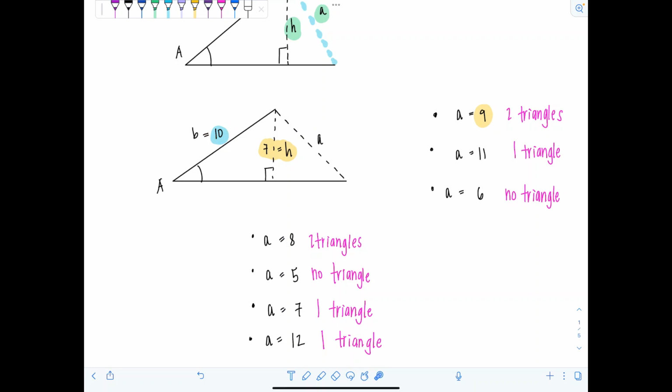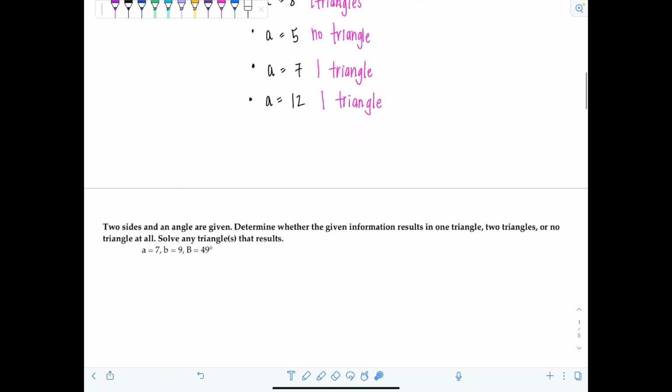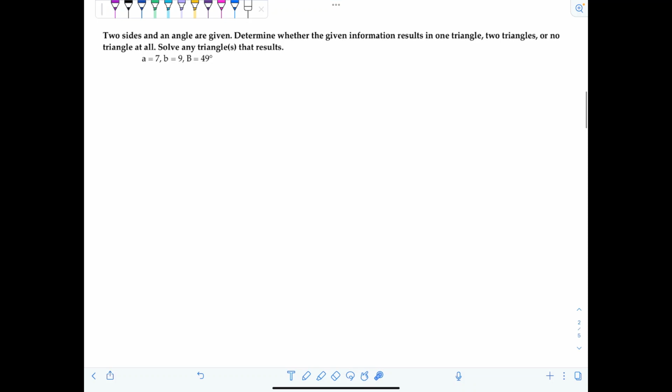That's it. Okay, if you want to see an example of how to actually solve using the law of sines, stay tuned. So I have 3 little examples for you here. So 2 sides and an angle are given. Determine whether the given information results in 1 triangle, 2 triangles, or no triangle, and then solve any triangles that result. And we'll round all our answers to 2 decimal places.